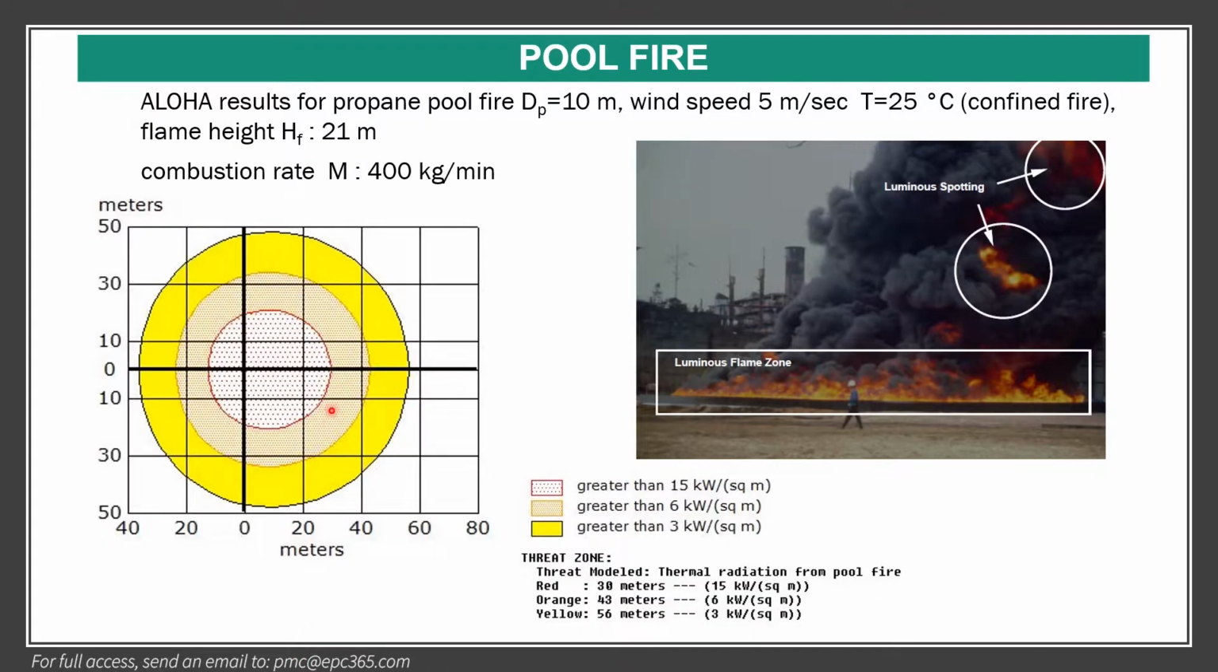You can model a propane pool fire, diameter of a pool 10 meter, wind speed 5 meter per second, and temperature 25 degree with a confined fire, and flame height of 21 meter, combustion rate to 400 kilogram per minute. When you do this modelization, we discuss in our workshop about your questions and the input data.